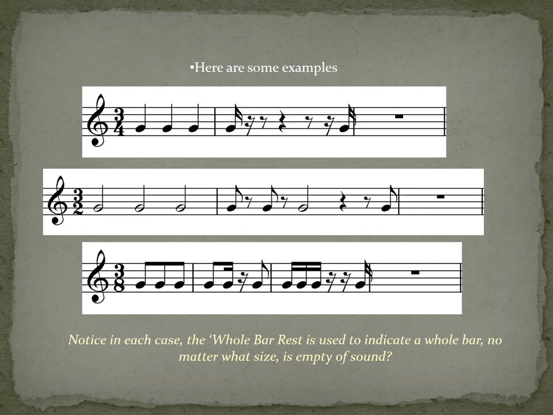And very similar in the last one, 3/8, simple triple quaver beats, 3 quaver beats or 8th notes per bar. We can see that in the third bar, for example, we have 3 semiquavers joined together. So we need to add the first one to the second, and then the last one. That's why we've used 2 semiquaver rests to distinguish between the 3 separate quaver beats.